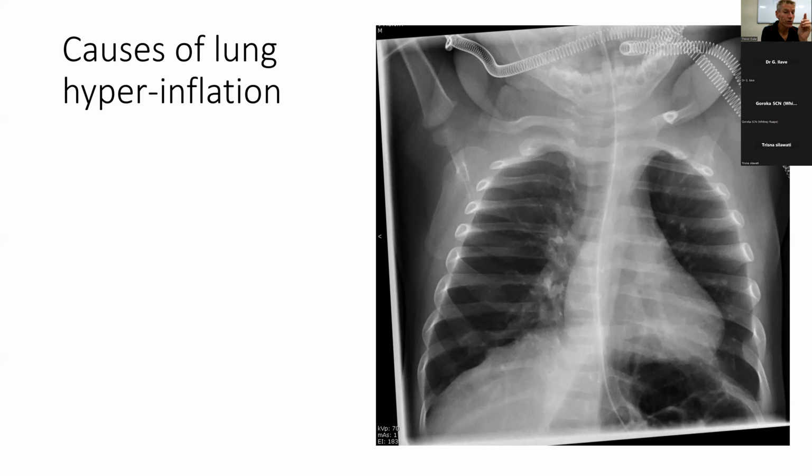What else might cause hyperinflation like this? We've thought about bronchiolitis, asthma. There's a couple of other things. Yeah, obstruction. What other sort of obstruction?